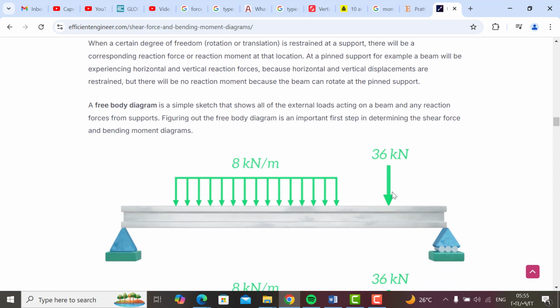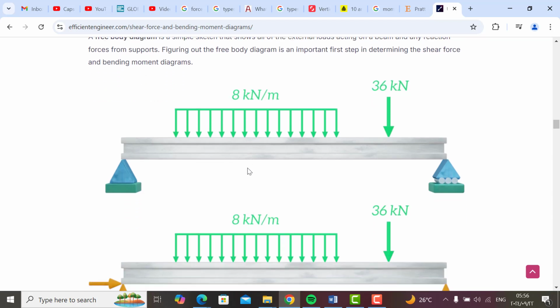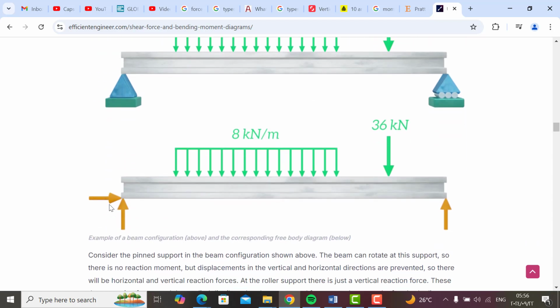Here we have a beam and there are two supports. One allows only rotation and the other allows rotation and horizontal movement. We have two types of loading: one concentrated load, 36 kilonewton, and another one a distributed load. Here the horizontal and vertical displacements are not allowed, and here the vertical displacement is not allowed.